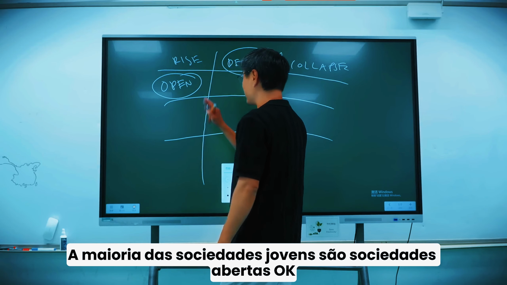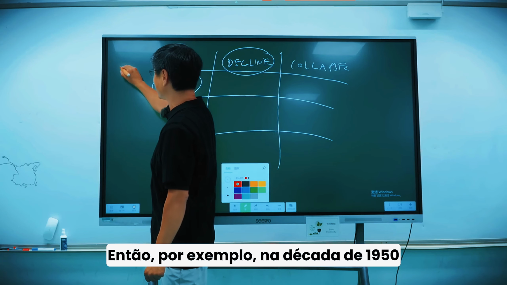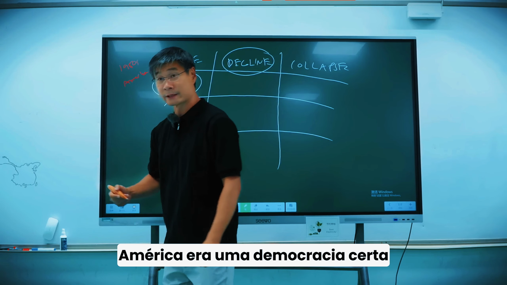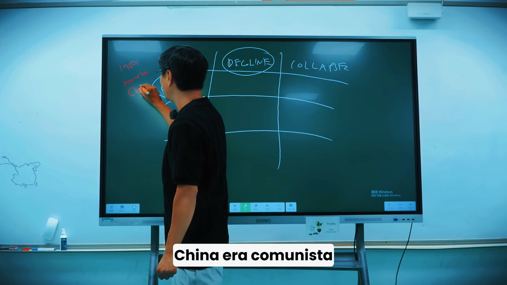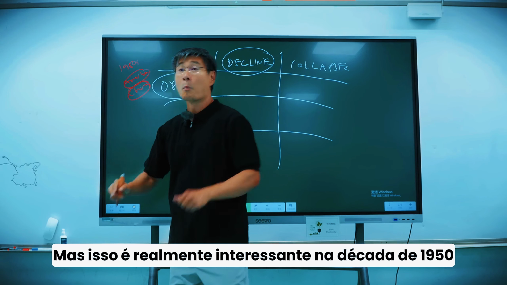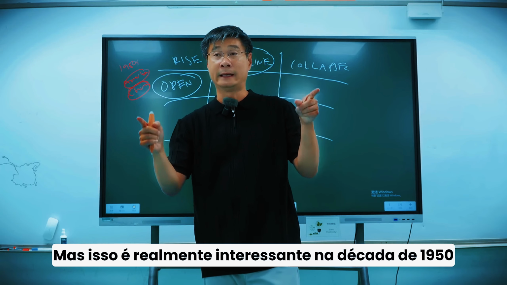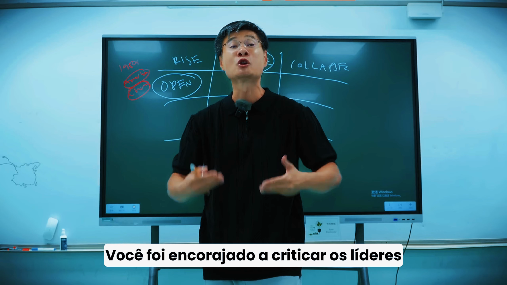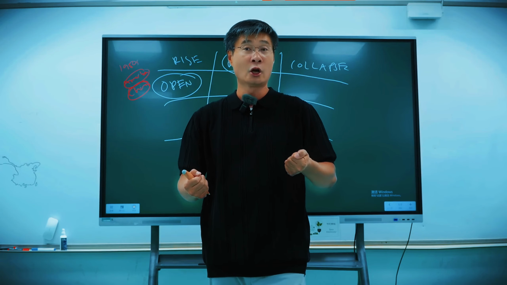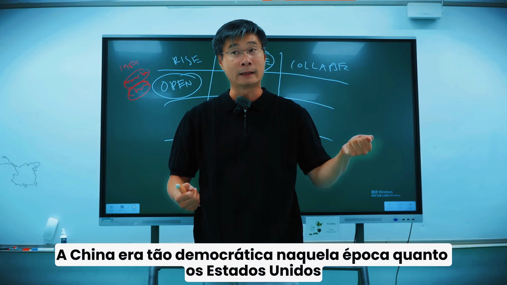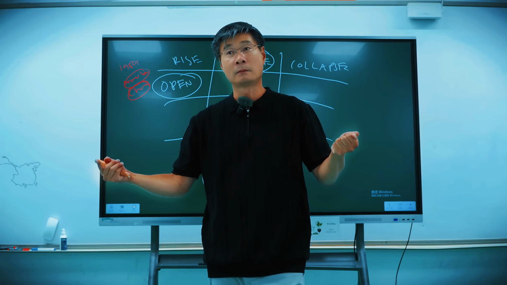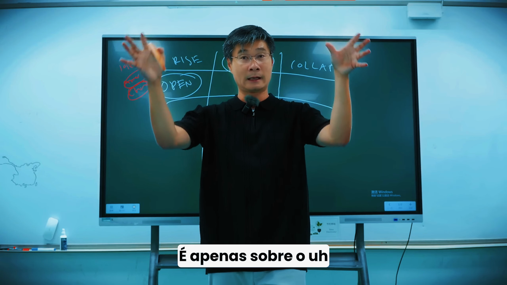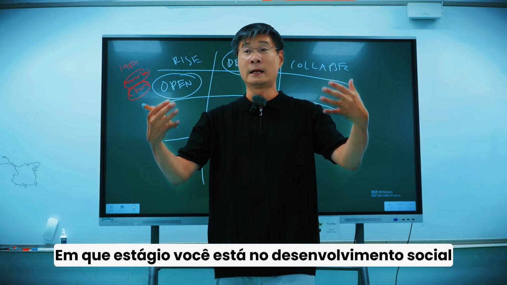Now, what's really interesting is most young societies are open societies. Okay, so for example, in the 1950s, America was a democracy, right? China was communist. But this is really interesting. In the 1950s, they were both open societies. You could criticize leaders. In fact, you were encouraged to criticize leaders. China was as democratic back then as the United States. Okay? So it's not about political systems. It's just about what stage you are in social development.